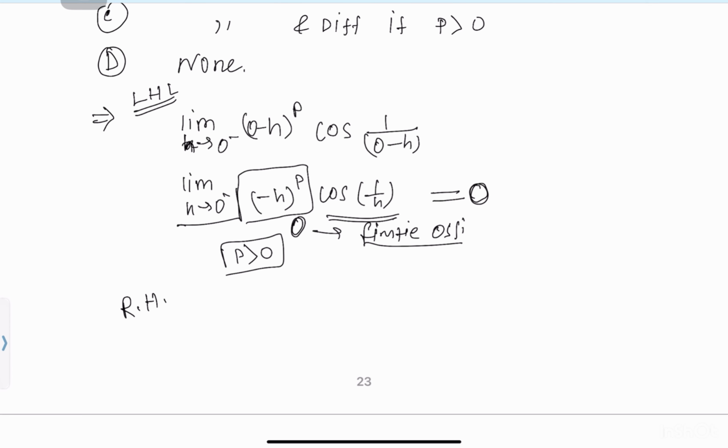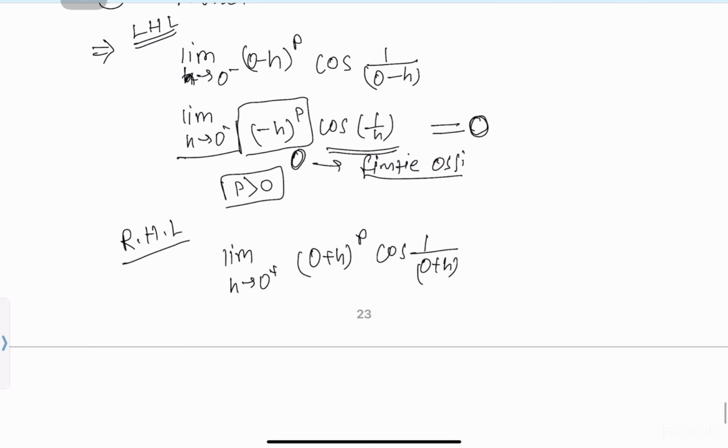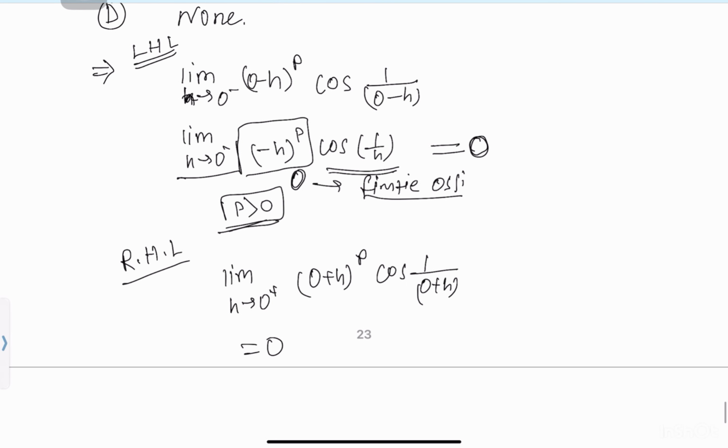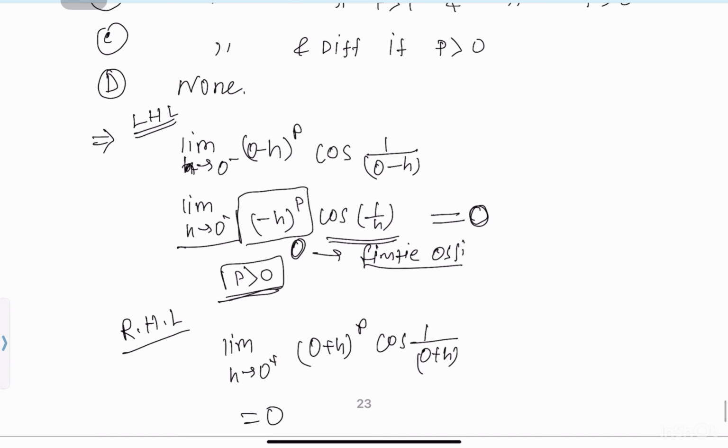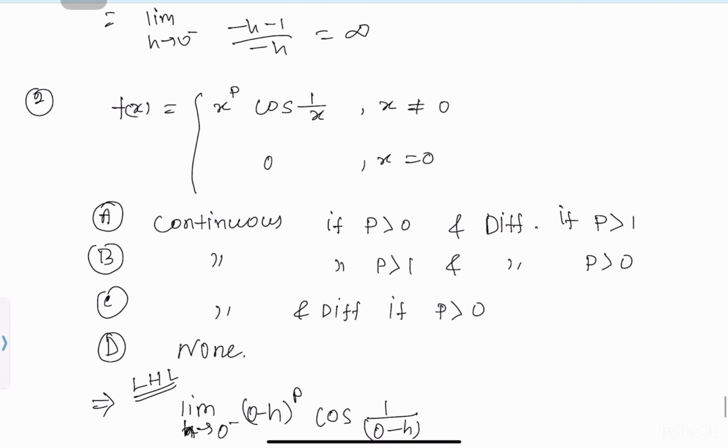Now the right hand limit is limit h tending to 0 positive, 0 plus h to the power p, same, this also becomes 0. So the function is continuous. The condition is p greater than 0. Now the function is continuous if p greater than 0. This is correct.